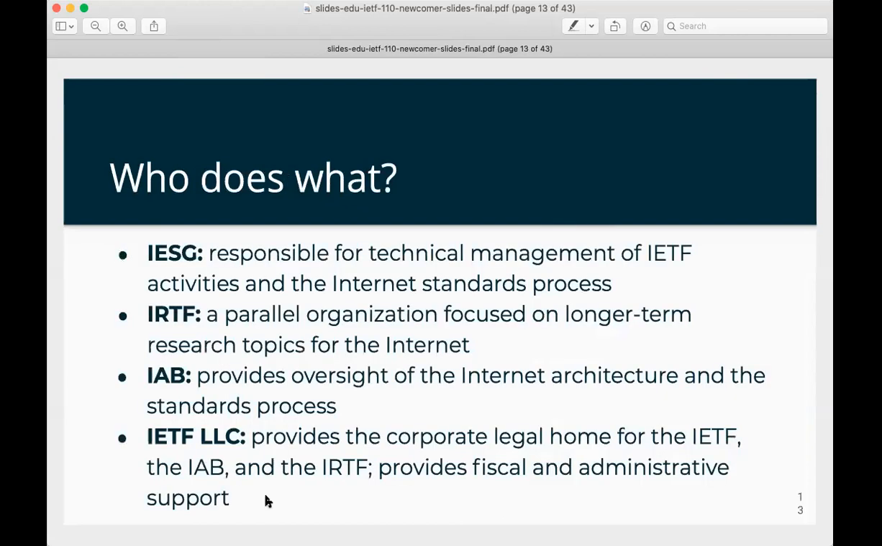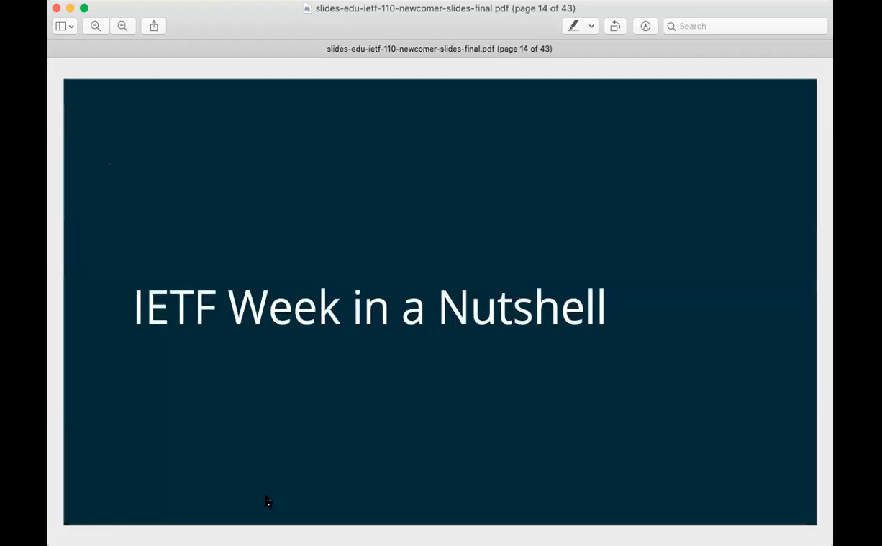I'm pretty sure I just covered all of this in the last slide. So I did: the IESG, the IRTF, the IAB, and the LLC. If we had a face-to-face meeting, each one of these would have badges tagged with different colors. But for now, we will have to skip that part.